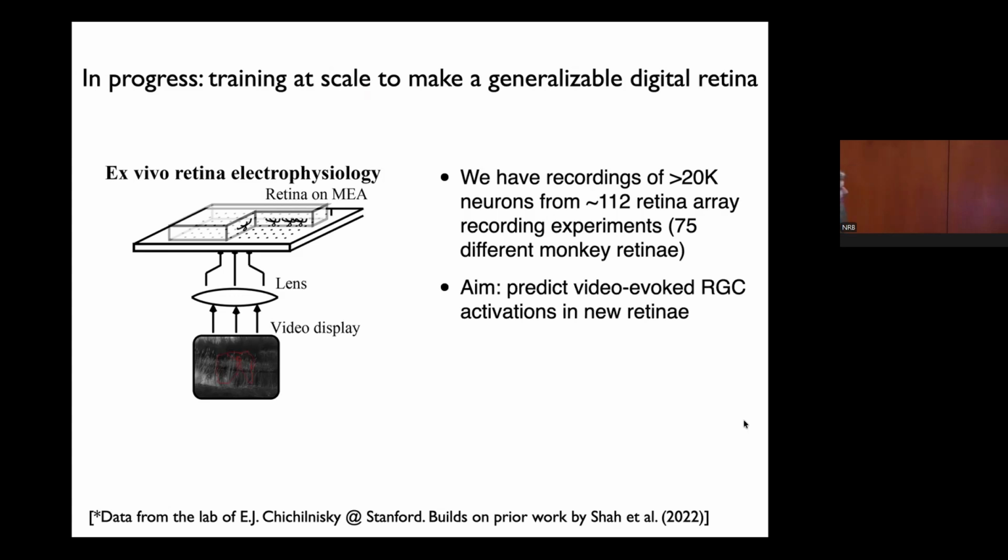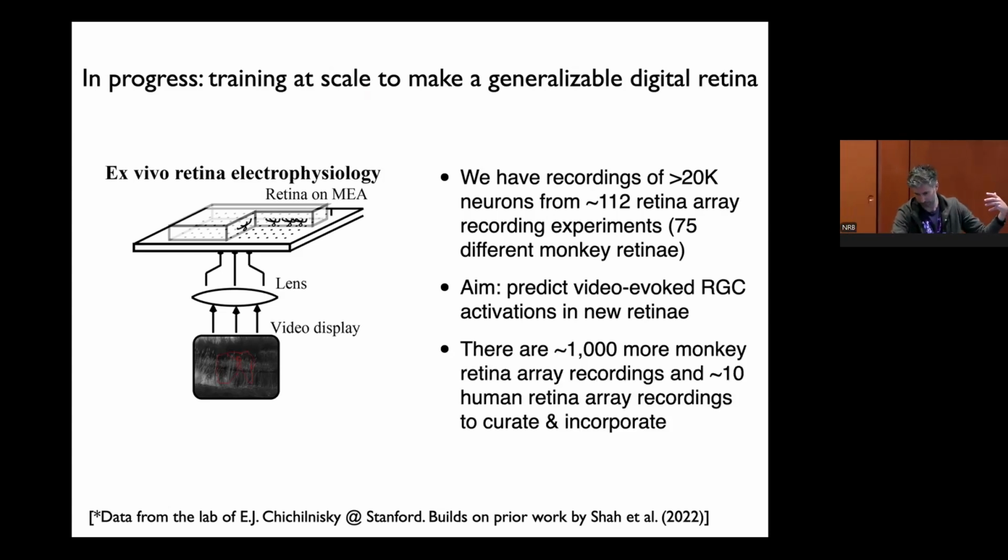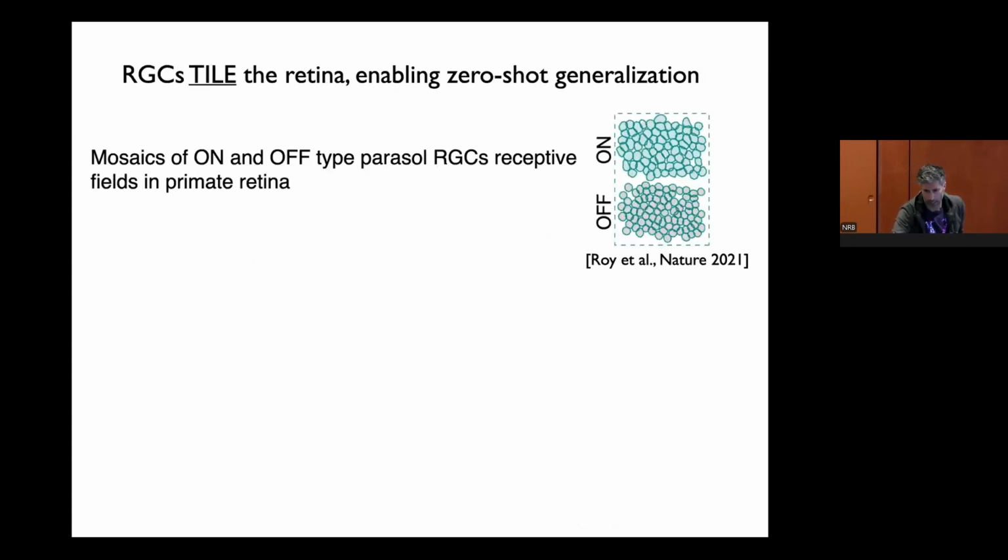So what we want to do is to be able to train the same model, not just on one retina, but on all of them, to get one kind of master digital retina that has learned everything it can from the whole cohort of individuals whose data have been used in training the model. Good, right? And there's like 1,000 more monkey retina, 10 more human retina available.